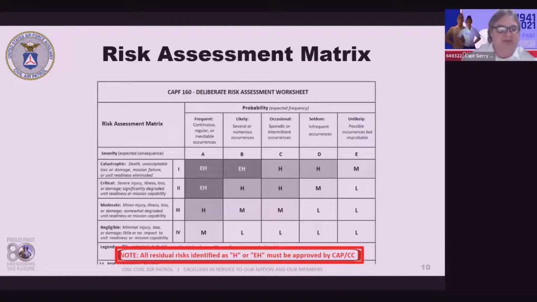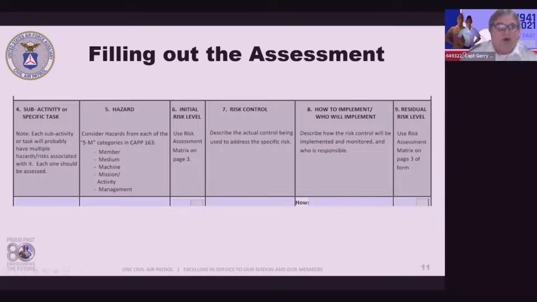National Commander. CAP CC. So if it's EH or H, only National has the authority to give us permission. And that's in accordance with Regulation 160-1, which we've already discussed. I'll be honest, it's very rare that we get an EH or H. I think I have 2 mediums and everything else is low in mine.